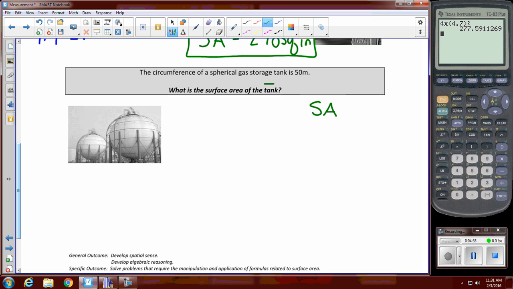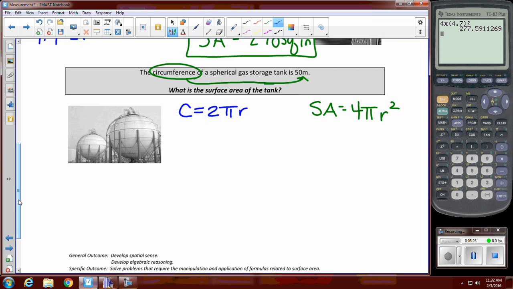So in the end, I'm going to want to use my surface area formula because it is a sphere, a big giant steel ball. So I'm going to use 4 times pi times the radius squared. But again, if we read carefully, it says I have a circumference of 50 meters. I don't have a radius of 50 meters, so I'm going to use my circumference formula again, which is 2 pi r, and you can always ask for this formula if you forget it.